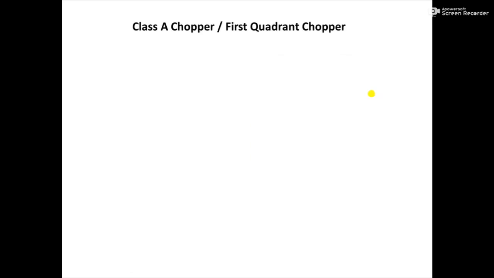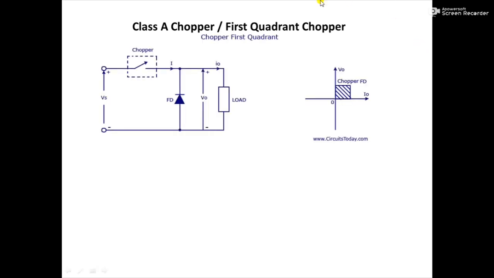Now let us consider the first type of chopper. This is class A chopper, also called first quadrant chopper. We will understand why it is called first quadrant chopper. Class A chopper is also the same circuit that we have been considering so far.